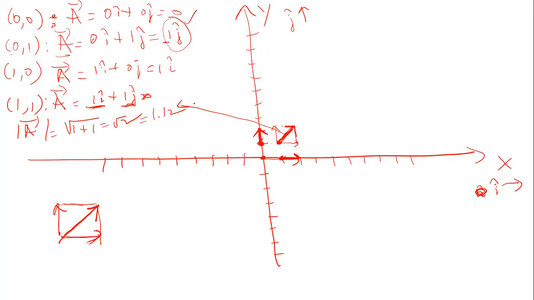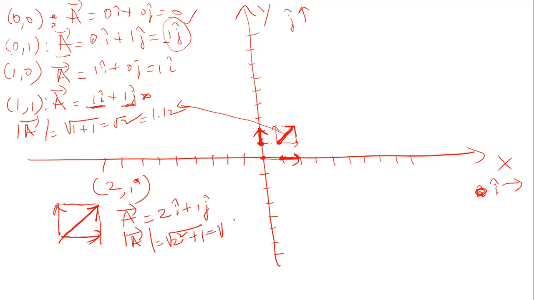Now, if you consider another point, for example 2, 1, the vector A will be 2i plus 1j. What is the magnitude of this vector? The magnitude is the square root of 2 squared plus 1 squared, that is 4 plus 1, so square root of 5. Square root of 5 is what? 2 point something.